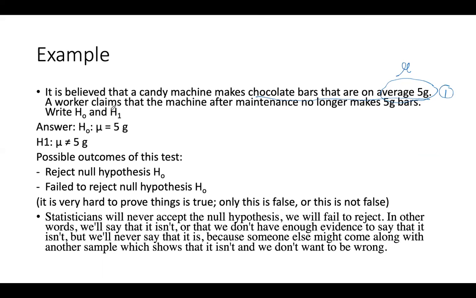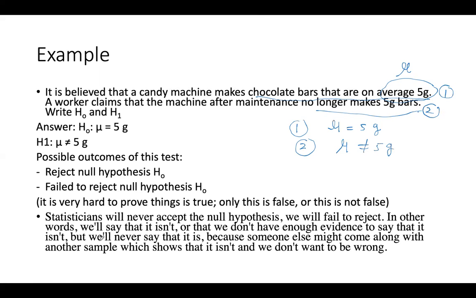And the second one, we have another statement. The worker claims that the machine after maintenance no longer makes 5-gram bars. So this is statement number 2. In statement number 1, we claim that mu equals 5 grams. And in statement number 2, the worker claimed that the average of the chocolate bar is no longer 5 grams. So this one.